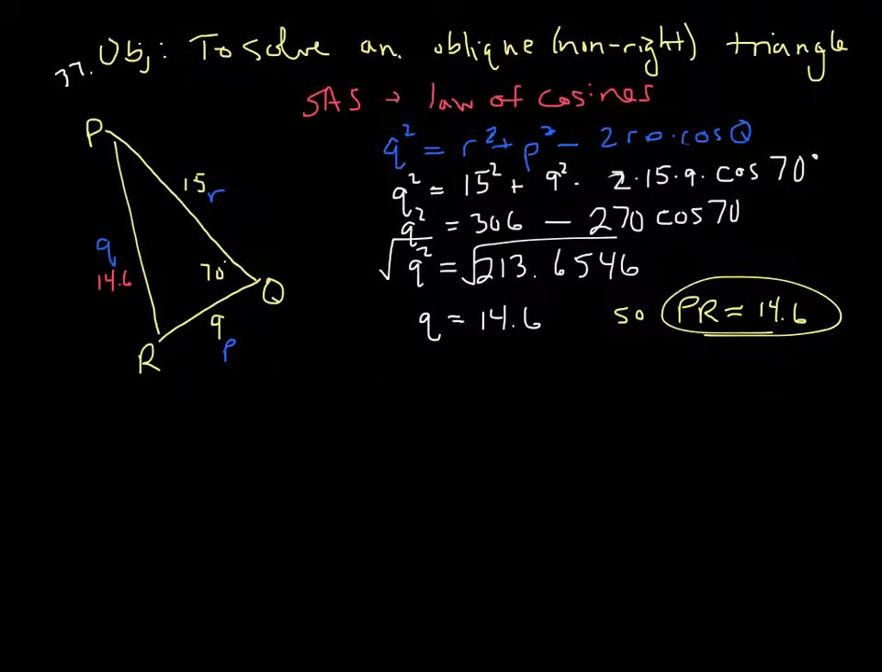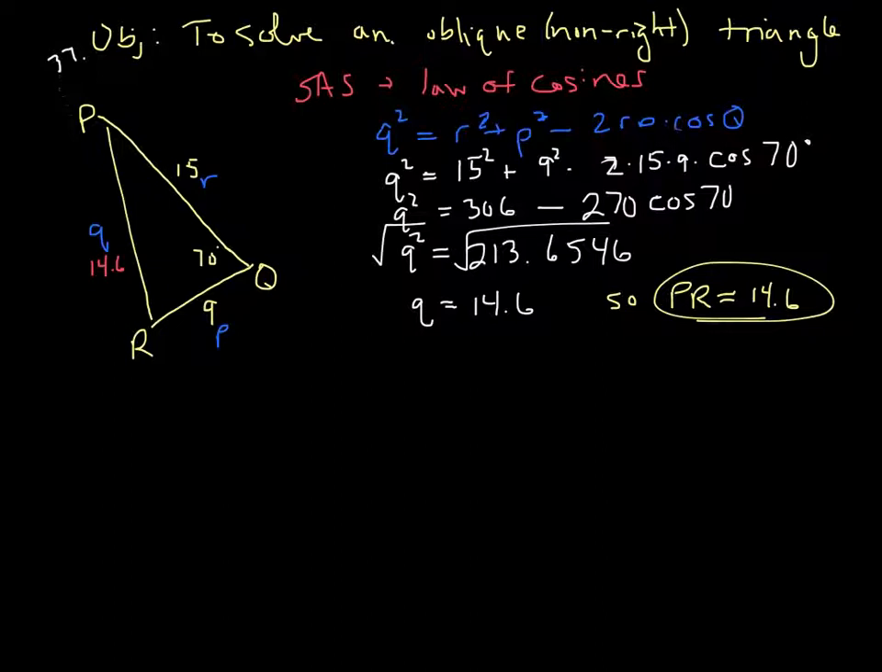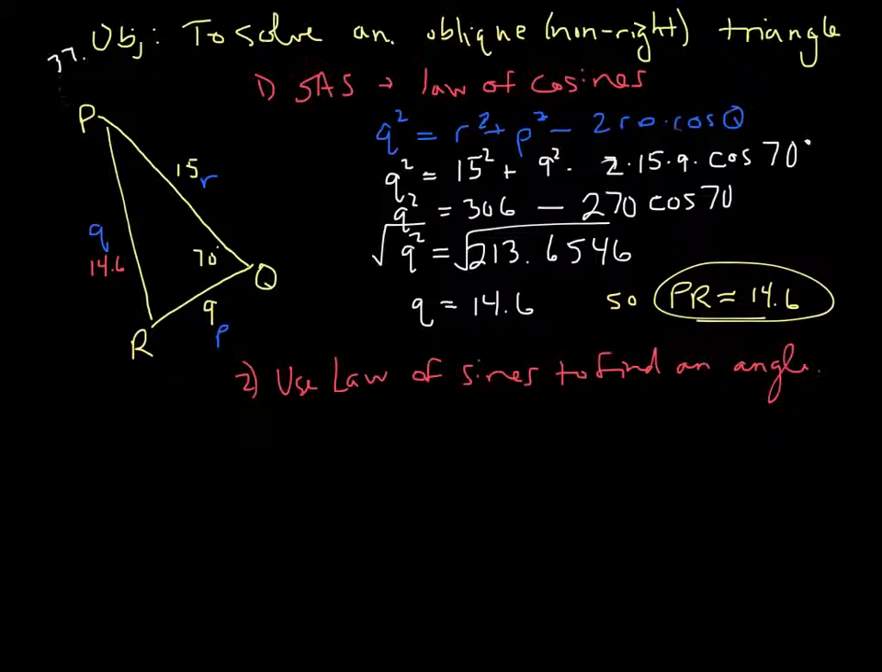So I have 2 remaining things to find, and that would be angle R and angle P up there. So I now have a choice. I could use law of cosines again with my 3 sides, but use R or P as my unknown angles, and that would work just fine. Or I could go ahead and use law of sines to solve for an angle. So I'm going to go ahead and use law of sines to find an angle. And I'll note that this is step 2.